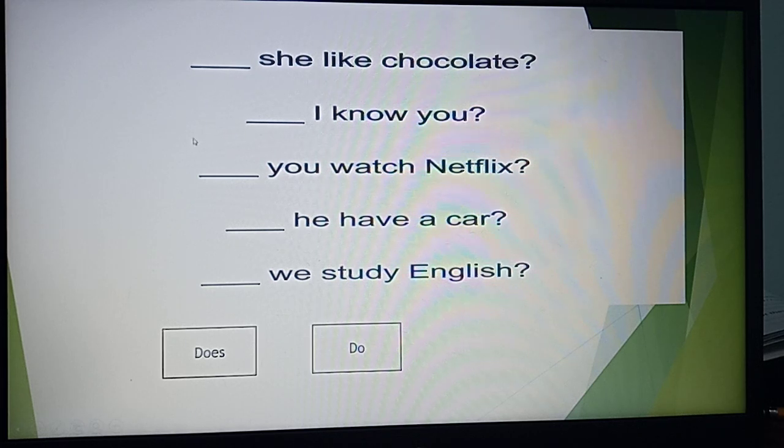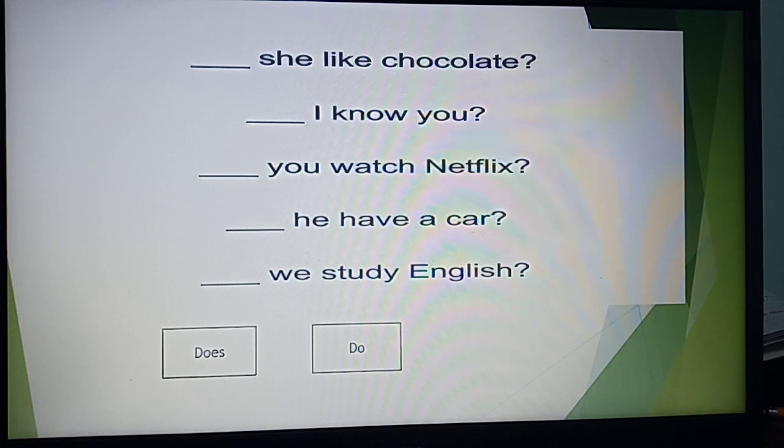Okay, again, does she like chocolate? Do I know you? Do you watch Netflix? Does he have a car? Do we study English? So look at the difference between does and do. If you're going to use does, the pronoun must be he, she, or it. If you're going to use do, the pronoun must be I, you, and we. Understood? Okay.